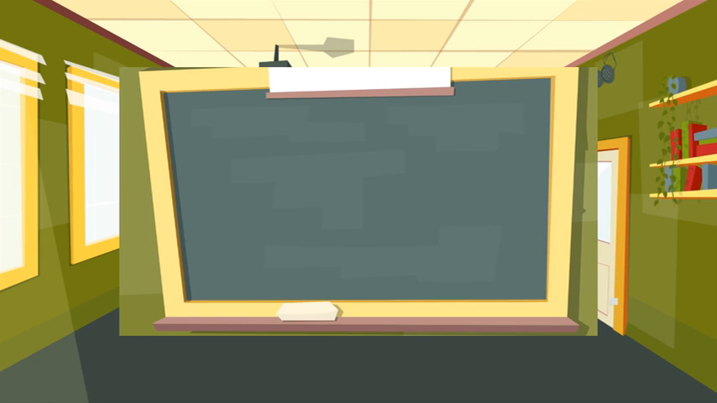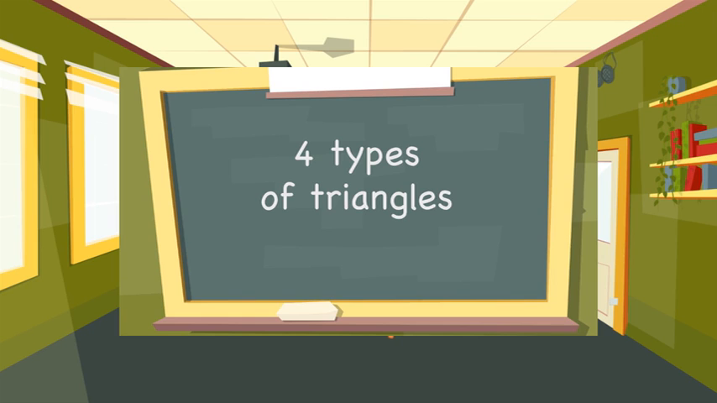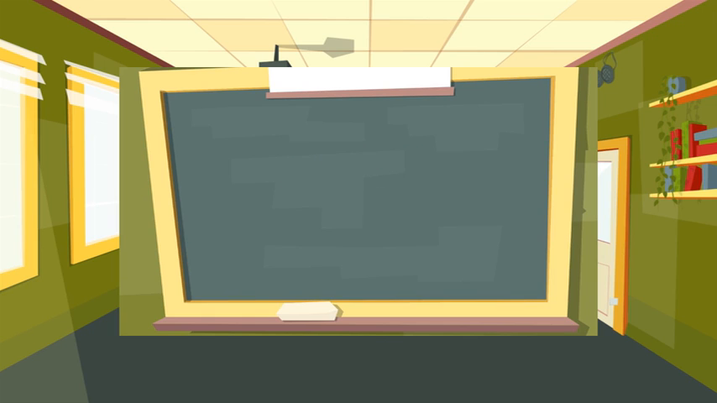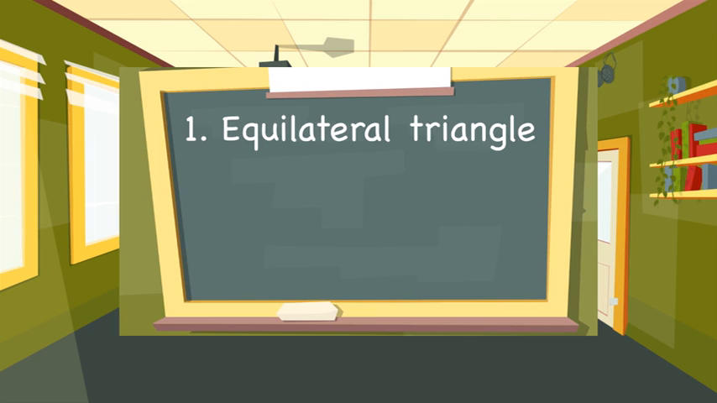And we have four types of triangles. The first one is called an equilateral triangle. And what are the characteristics of an equilateral triangle? An equilateral triangle has three equal sides. All the three sides are equal, which means if one side is, let's say, 7 centimeters, the other sides will measure 7 centimeters, 7 centimeters.